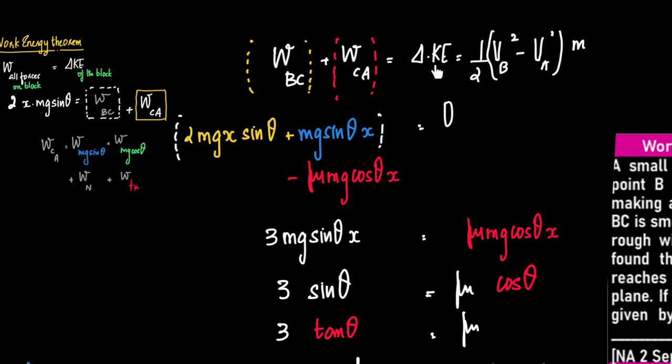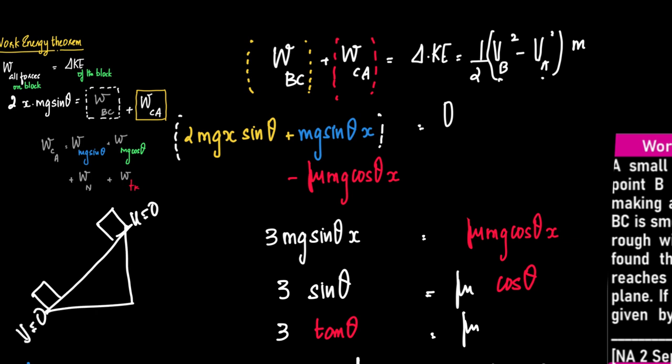So now if we apply the work energy theorem, work done along BC plus work done along CA is equal to change in kinetic energy. Change in kinetic energy is half into m into VB square minus VA square. VA represents the velocity when the block was here, VB when the block was here. It is given to us that the body was earlier at rest, and finally also it is at rest, which means VB and VA are the same, so VB square minus VA square is equal to 0. So it further means that work done along BC plus work done along CA will be equal to 0.